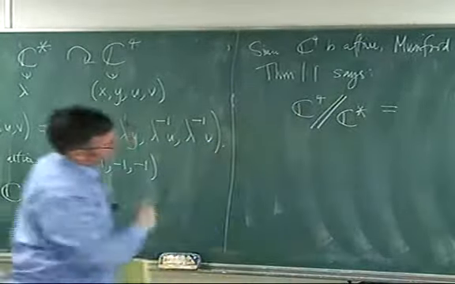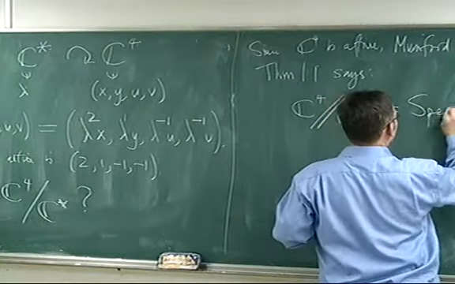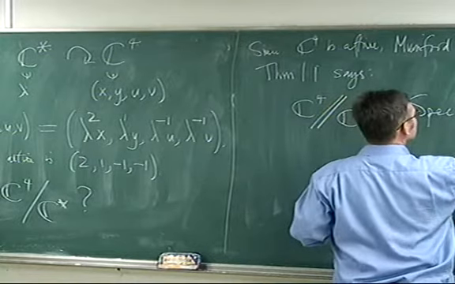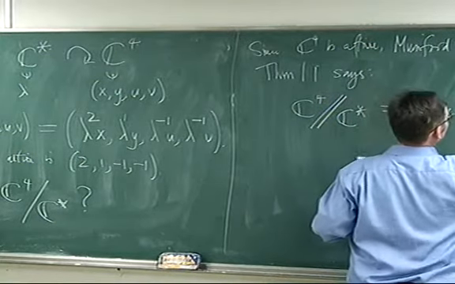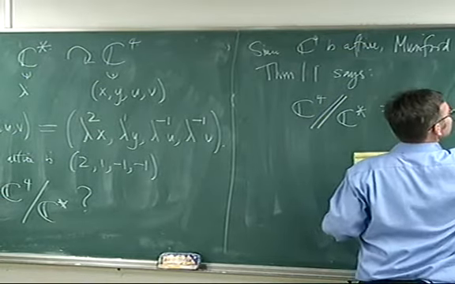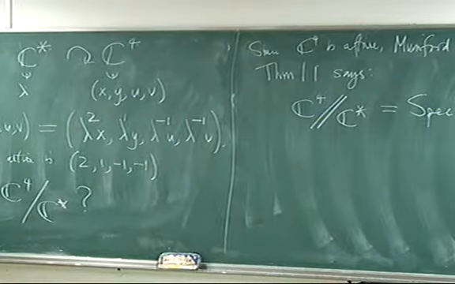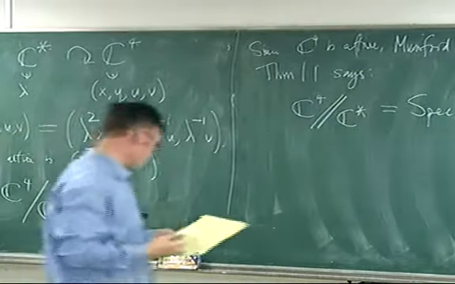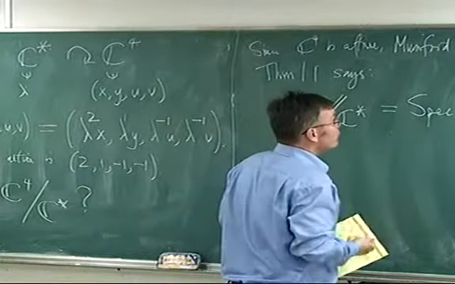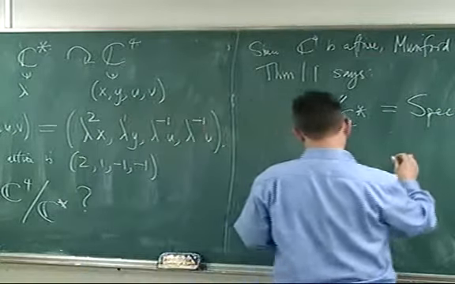We'll see it in a minute. We'll see why it's not an orbit space very easily in a minute. It is the spec of the ring of invariants. So what is the spec of the ring of invariants? C star is the group. So I've got to write down invariant polynomials in x, y, u, and v, and this is in the same spirit as the finite quotients we were talking about.